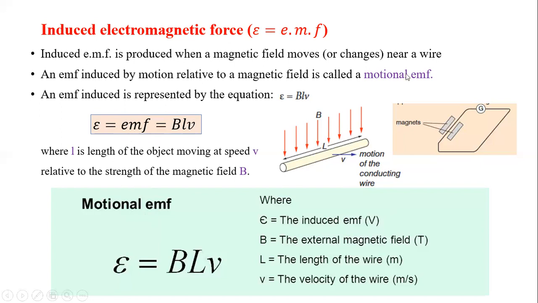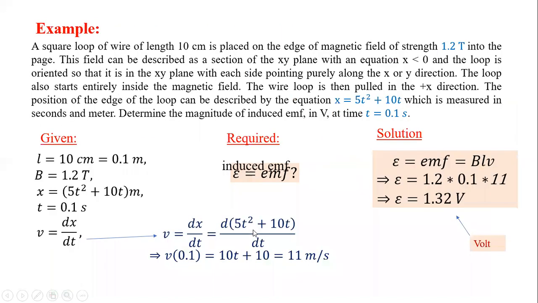For motional induced electromagnetic force, the formula is BLV. B is the magnetic flux density, L is the length of wire, V is the velocity of the wire that is just moving through the magnetic field. So let's see an example.